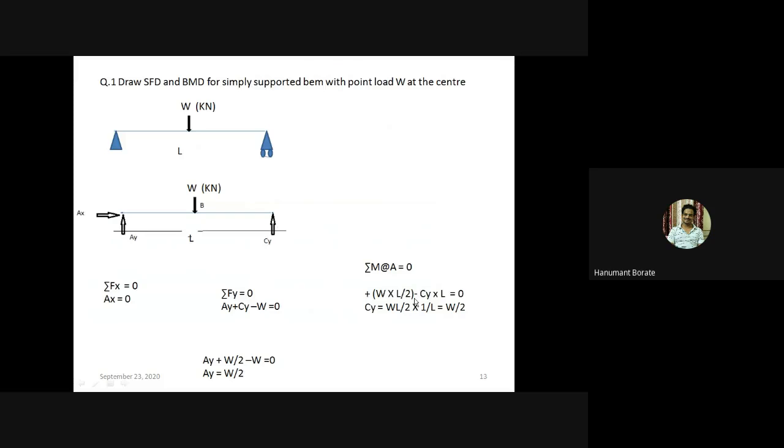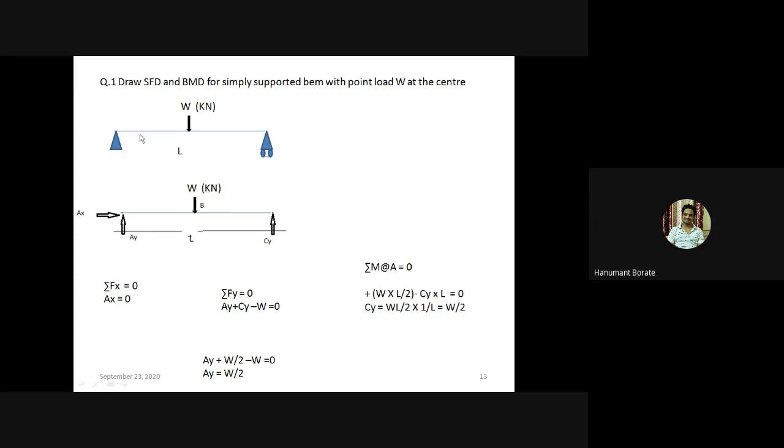Now first we'll solve one problem to understand the nature of SF and bending moment. So draw SFD and BMD for simply supported beam with a point load W at the center. Okay, so this is the simply supported beam and load W is acting at the center, means at a distance of L by 2. Length of a beam is L meter.